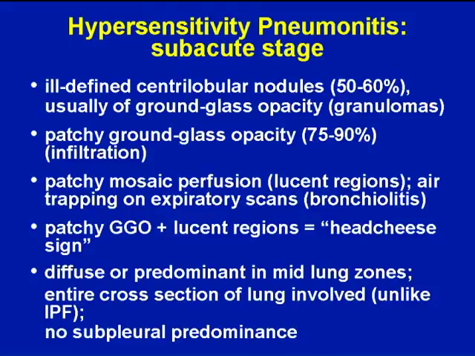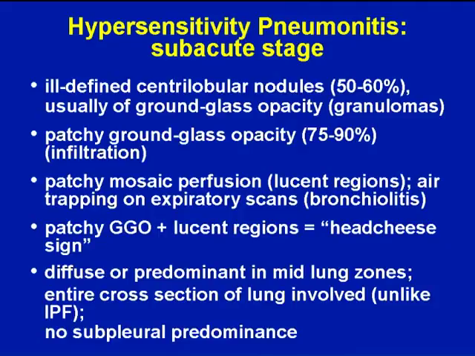And the histology sort of predicts the high-res CT findings. These ill-defined centrilobular nodules represent clusters of poorly marginated granulomas that are occurring adjacent to airways as a result of a reaction to the antigen they're inhaling. Patchy ground glass opacity, up to 90% of patients. This is associated with lung infiltration as the process becomes more generalized.